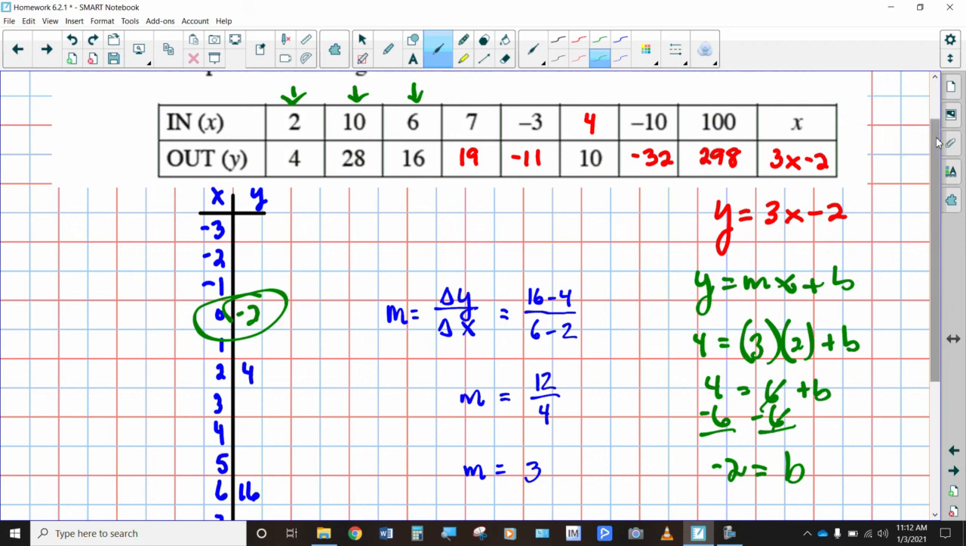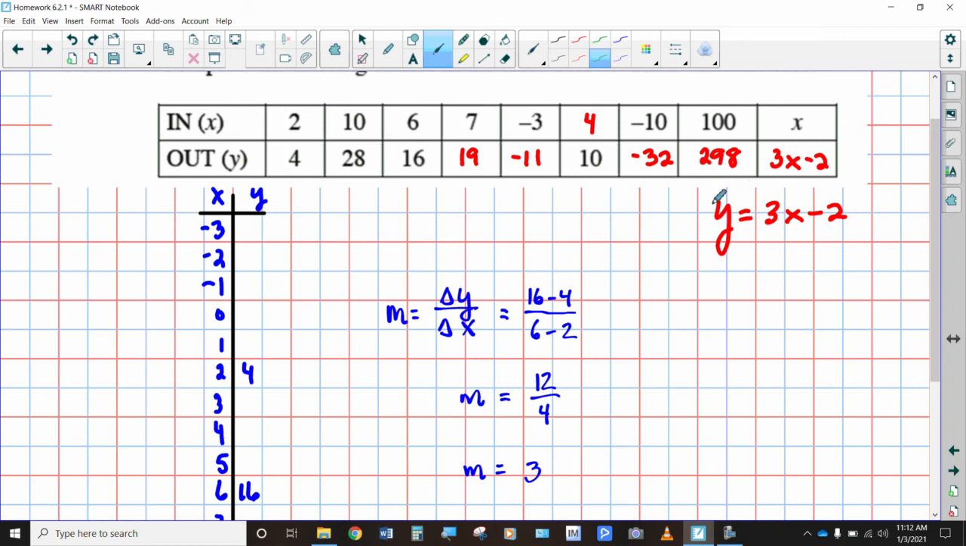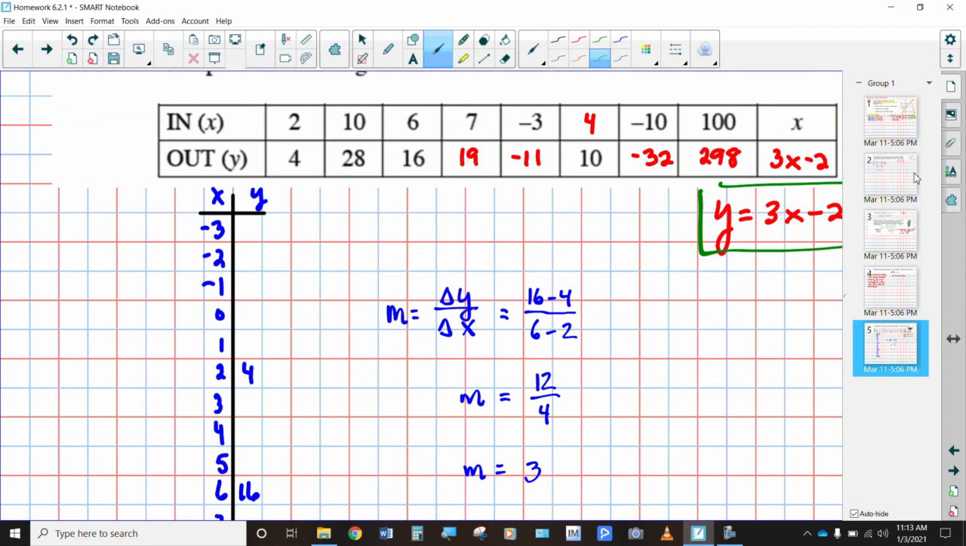by checking, okay? So let's just verify. 7 times 3 is 21, and 21 minus 2 is 19. Yes, that's correct. 10 times 3 is 30, and 30 minus 2 is 28. Yes, that's correct. 3 times 6 is 18, and 18 minus 2 is 16. Yes, that is correct. We've done all the work properly. This is the rule for this situation. And I believe that's where we end today.